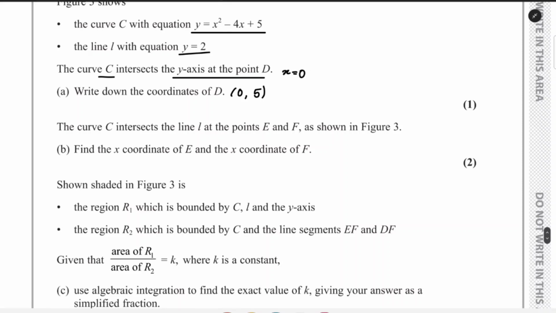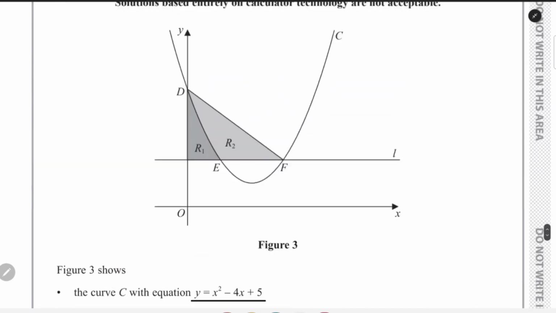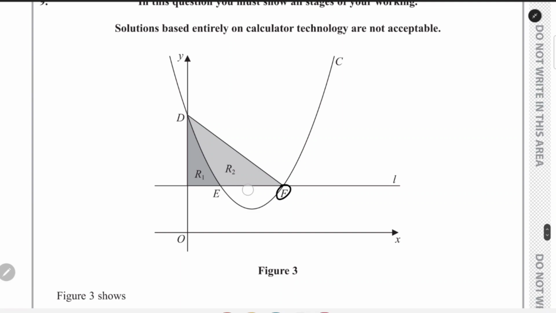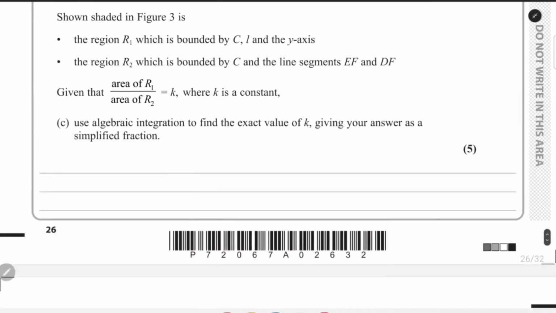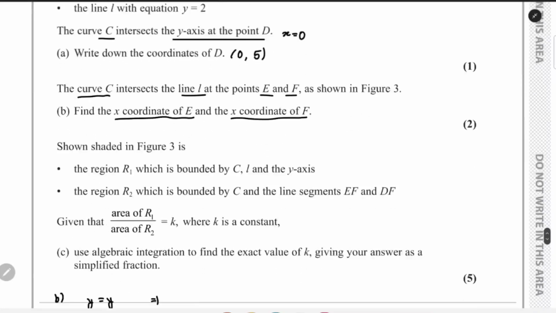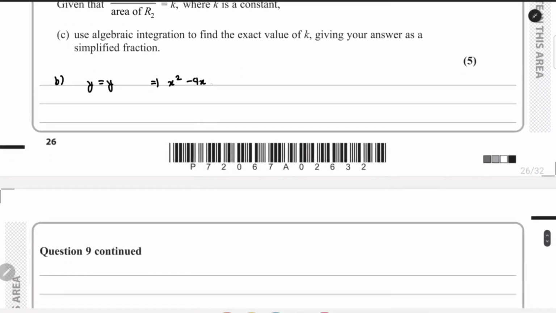Now in part B, we are given that curve C intersects the line L at the points E and F. We have to find the x coordinate of E and the x coordinate of F. This is E, this is F. We can set y equal to y. So for B, y equals y. So x squared minus 4x plus 5 equals 2. So x squared minus 4x plus 3 equals 0.